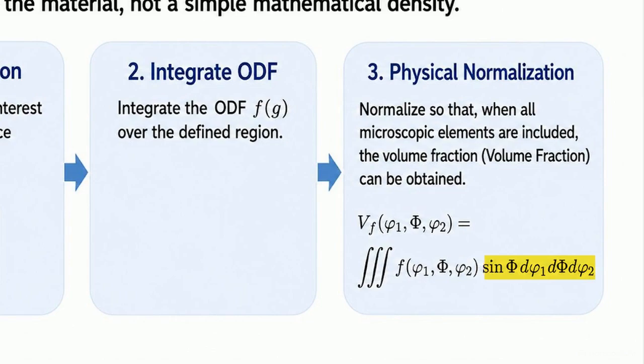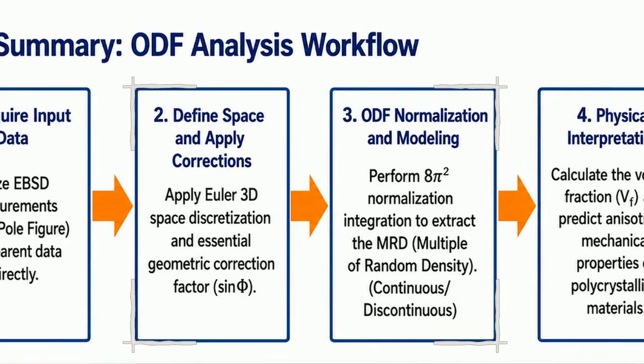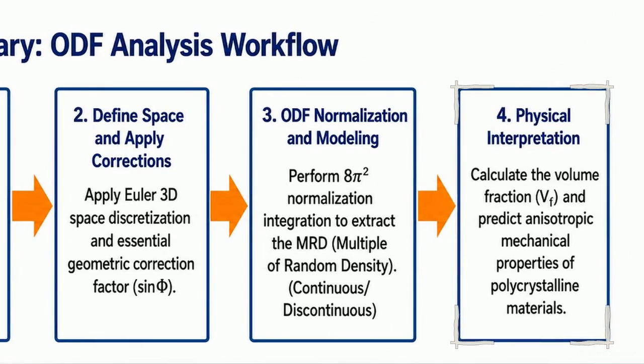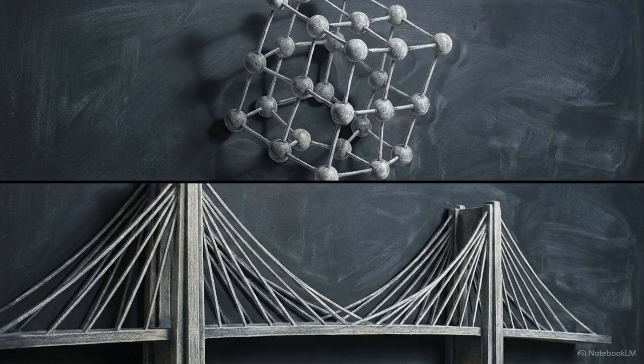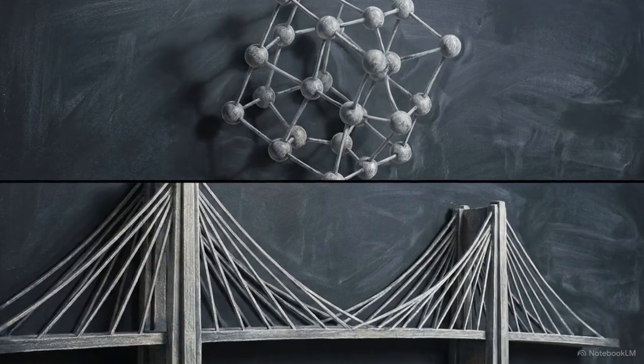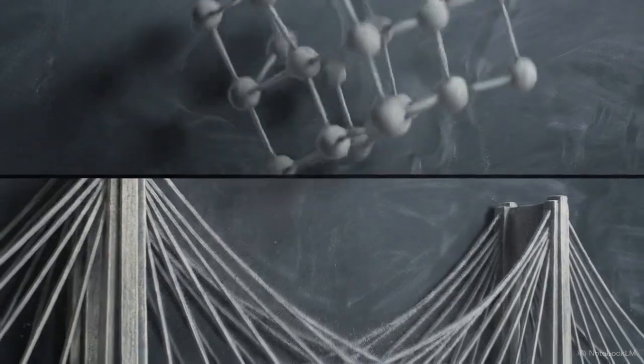correction. This analysis workflow begins with the acquisition of discrete data. Next, we apply critical mathematical interventions, discretizing the Euler space, applying the geometric correction, and executing the normalization. Finally, these mathematical integrals are translated into reliable predictions of macroscopic mechanical properties. The mathematically corrected ODF serves as the single most rigorous bridge available to connect microscopic lattice mechanics to the continuous macroscopic behavior of structural materials.